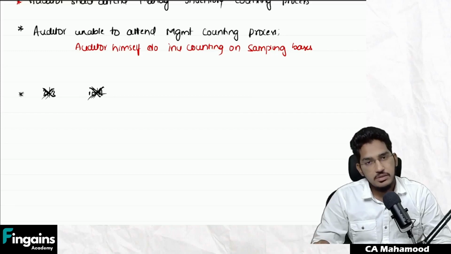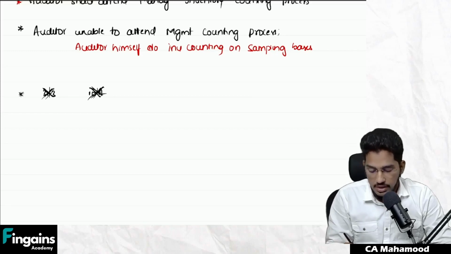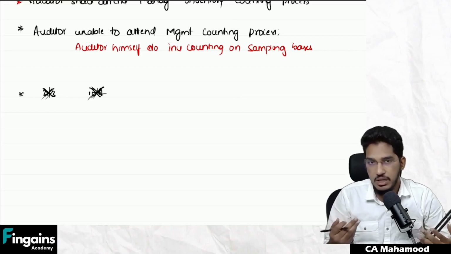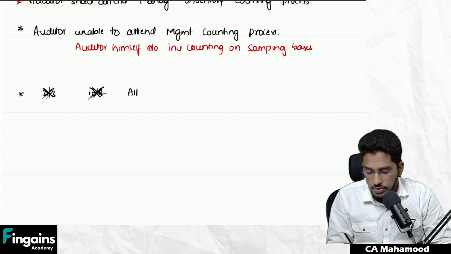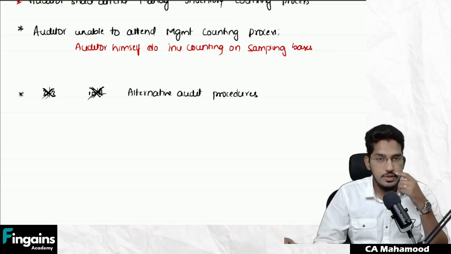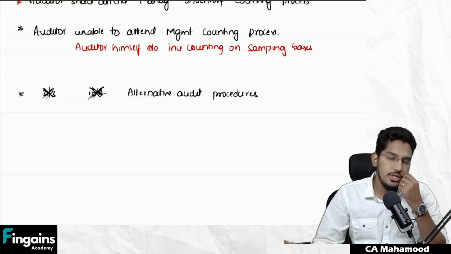Now what should happen, sir? Now what the standard says is, if you are unable to attend or if your physical inventory counting has become highly impracticable, the auditor should try to do alternative audit procedures to obtain audit evidence. What should the auditor do? We should think of alternative audit procedures to obtain audit evidence. Sir, what do you mean by alternative audit procedures?